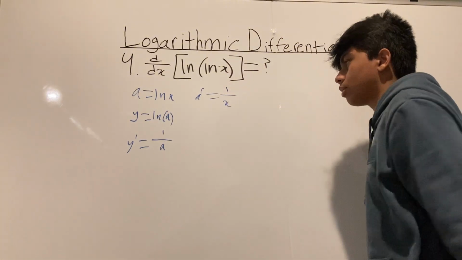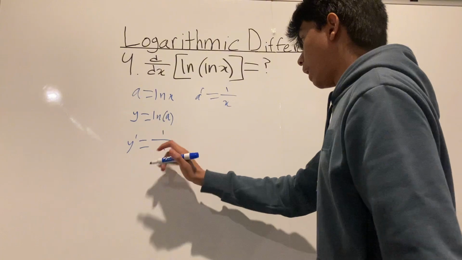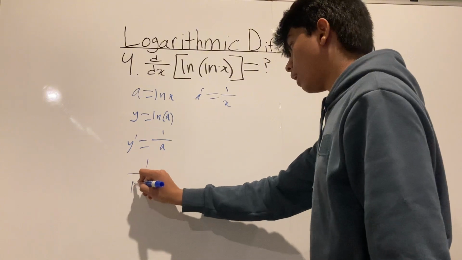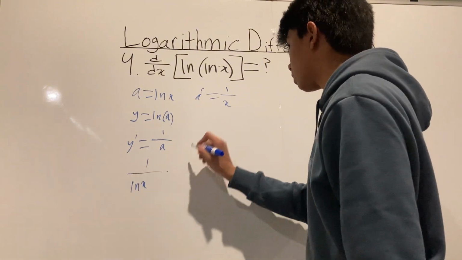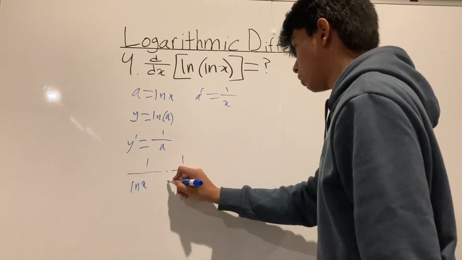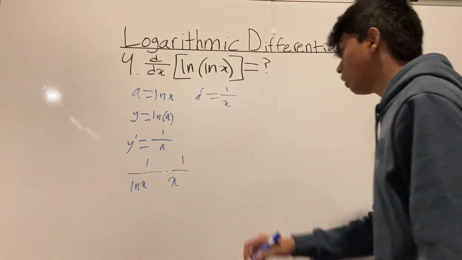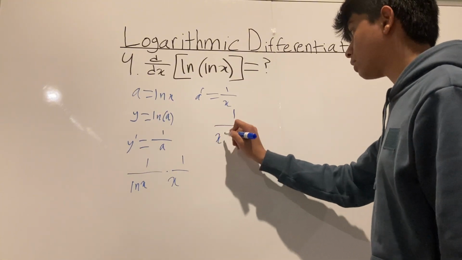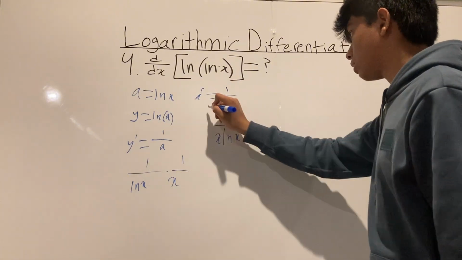Now we can just multiply both of them together. So a we said is ln x, so 1 over ln x times a prime, which is 1 over x. So we just multiply both these together and we get the final answer as 1 over x ln x.